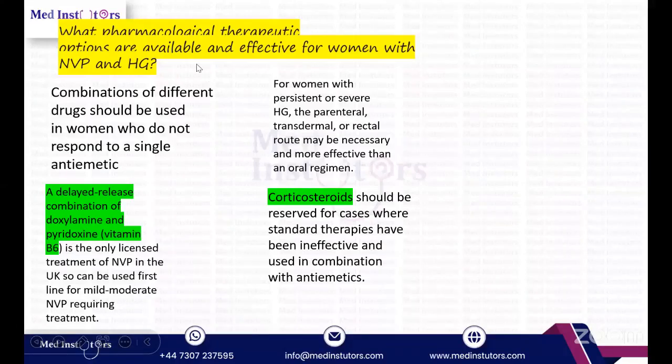So what are the pharmacological therapies available as options? We can try a combination of different drugs, which can be used either singly or delayed. In the UK, the first line is mostly doxylamine and pyridoxine with vitamin B6. It is a licensed drug, most commonly used for mild to moderate cases. If it doesn't work, then comes the parenteral, transdermal, or rectal routes. If the oral regime is not working, then corticosteroids are usually reserved for those cases who are refractory to the treatment.